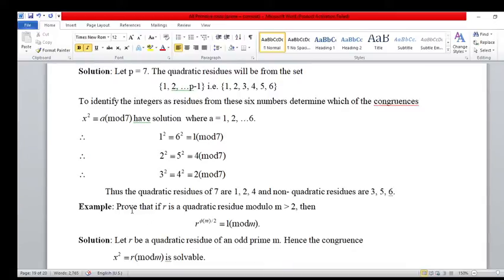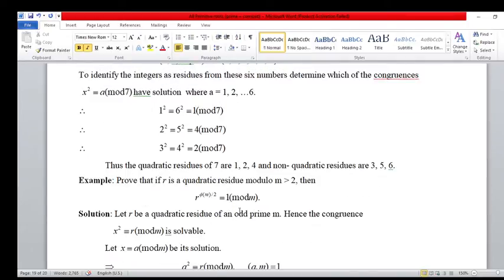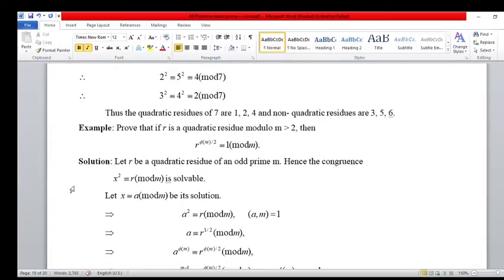Now another example: prove that if R is a quadratic residue modulo m, with m greater than 0, then this relation is true: R raised to the power (m minus 1) upon 2 is congruent to 1 mod m. This is an important example. The given condition is that R is a quadratic residue, so R raised to that power is congruent to 1 mod m.